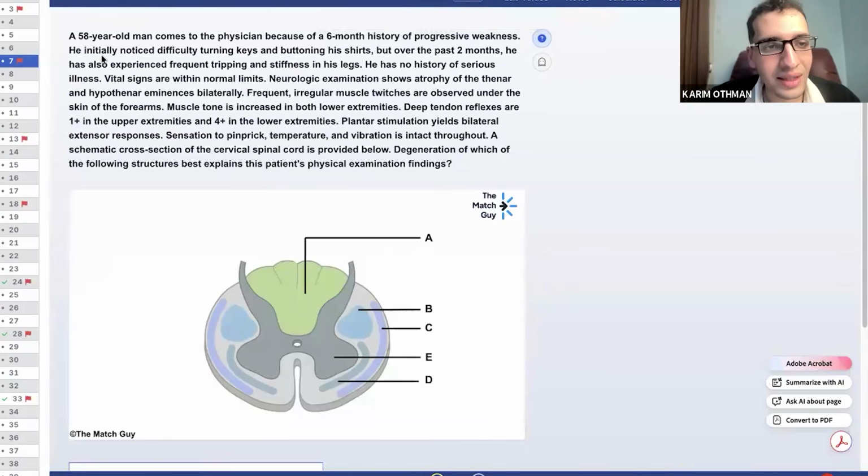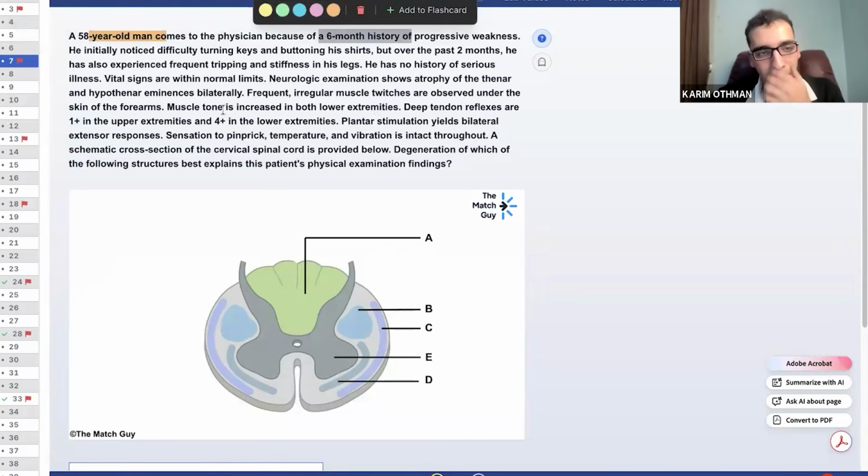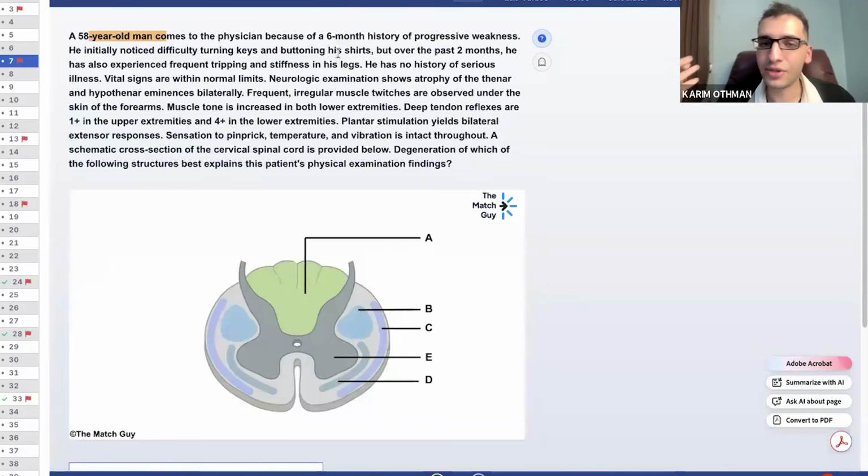So let's see here. A 50-year-old man comes to the physician because of a 6-month history of progressive weakness. He initially noticed difficulty turning keys and buttoning his shirts, but over the past 2 months, he has also experienced frequent tripping and stiffness in the legs. He has no history of serious illness. Vital signs are within the normal limit. Neurological exam shows... So what can you see while I'm reading? You feel lost, right?